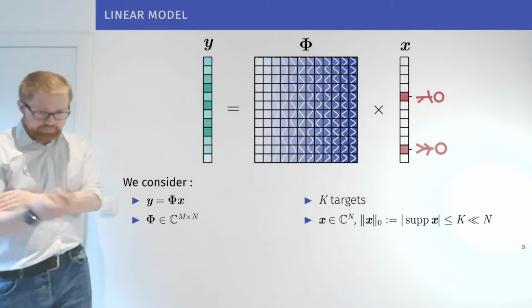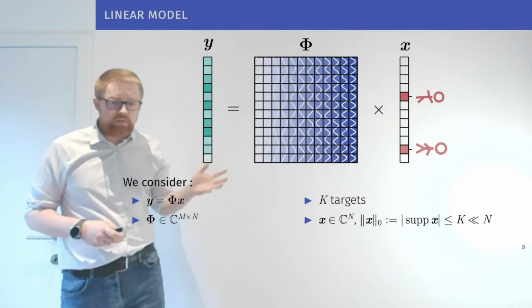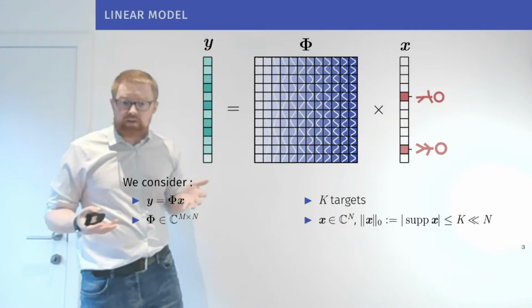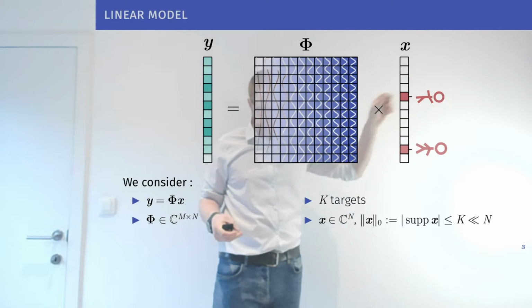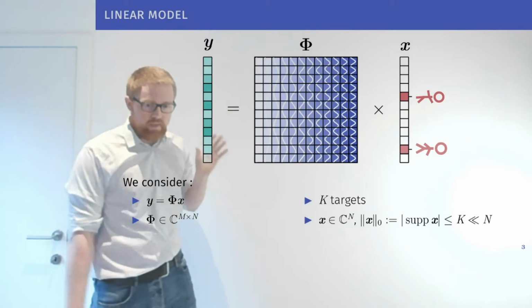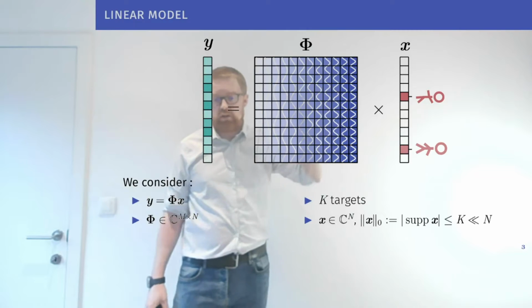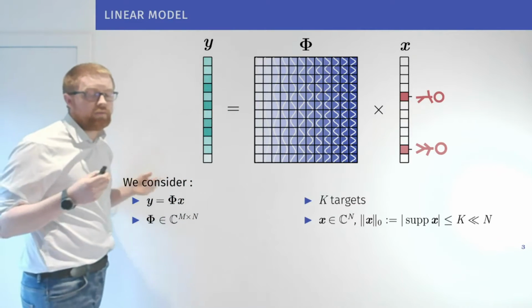Here, consider that you've got a linear model that links your measurement to what you want to recover. For example, in the context of radar signal processing, a range profile where you want to recover the position of these two targets, and the measurement and your vector are linked by a measurement matrix, which, again in radar signal processing, is a Fourier transform.